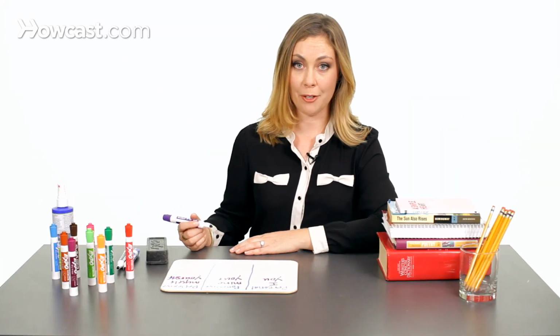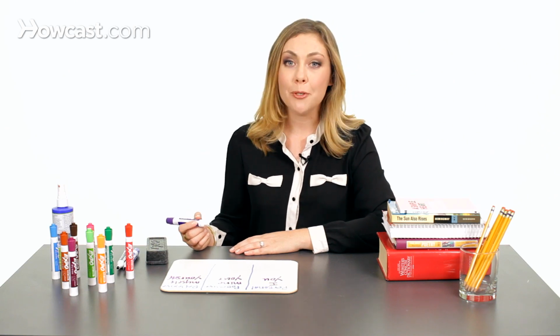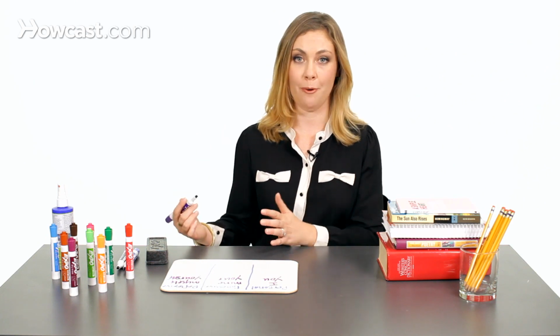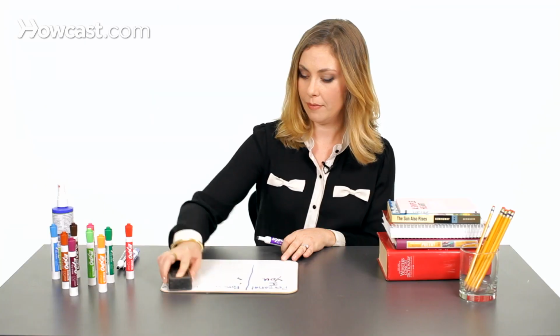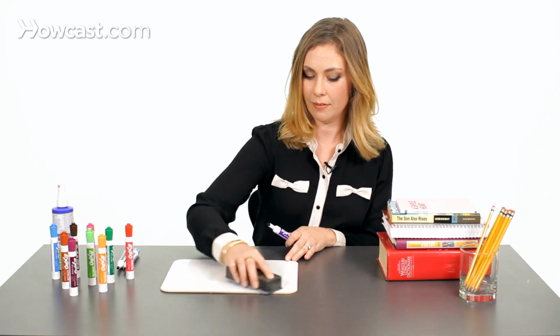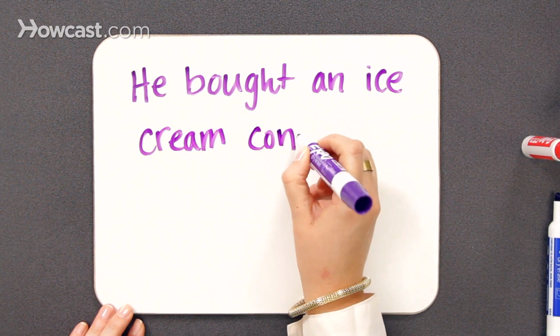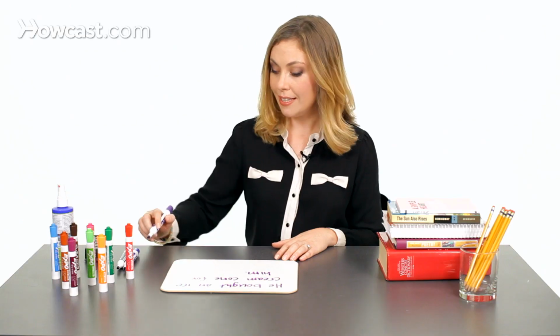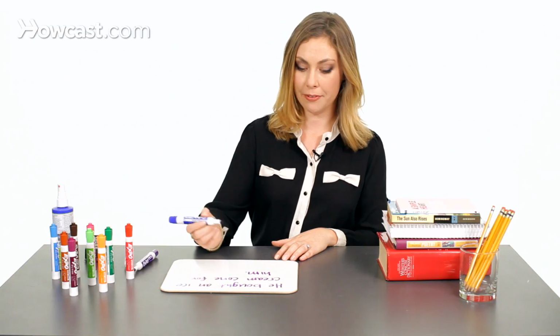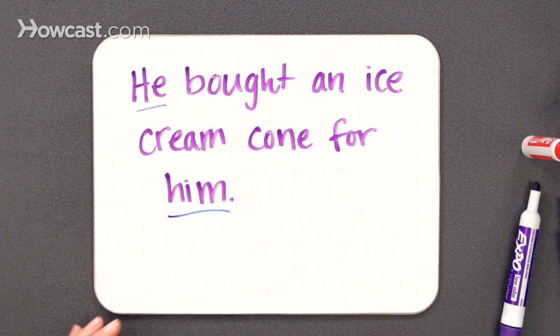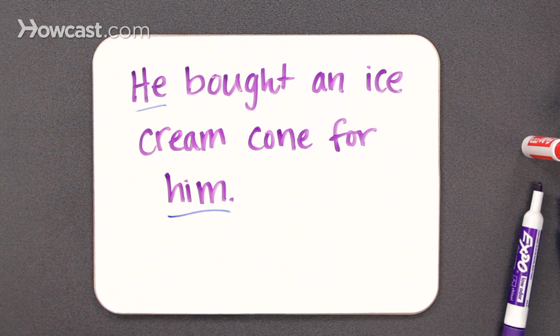One word of warning about using pronouns is that sometimes you can have what we call pronoun confusion in your writing. If you use too many pronouns, the reader might have a hard time understanding who you're referring to. Let me give you an example. You might see a sentence that says, "He bought an ice cream cone for him." In this sentence, we have two pronouns, he and him, but it's not quite clear who he and him are.